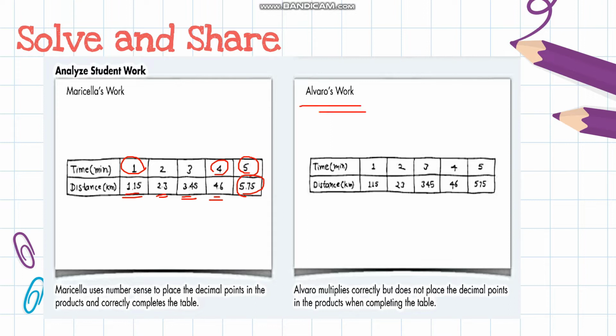Look at Alvaro's work. Alvaro multiplies correctly but does not place the decimal points in the products when completing the table. So as you can see, 1 multiplied by 115 is 115. But it is supposed to have 2 decimal places. He forgot to put the decimal point. Okay? So in short, in multiplying a whole number and a decimal, the decimal point is very important at the end of the product. If you did not put the decimal point in the product, it means your answer becomes wrong.